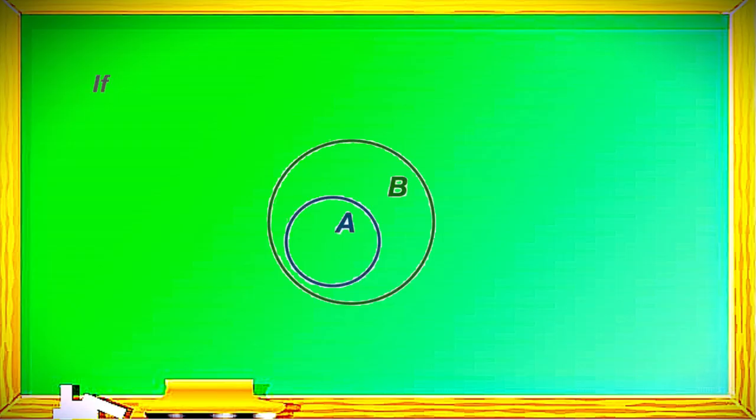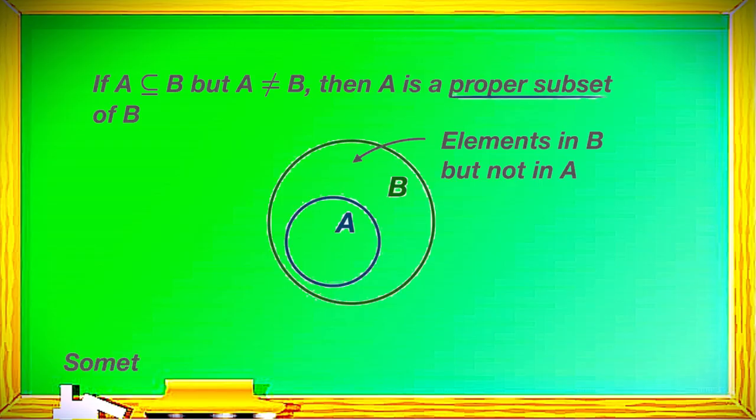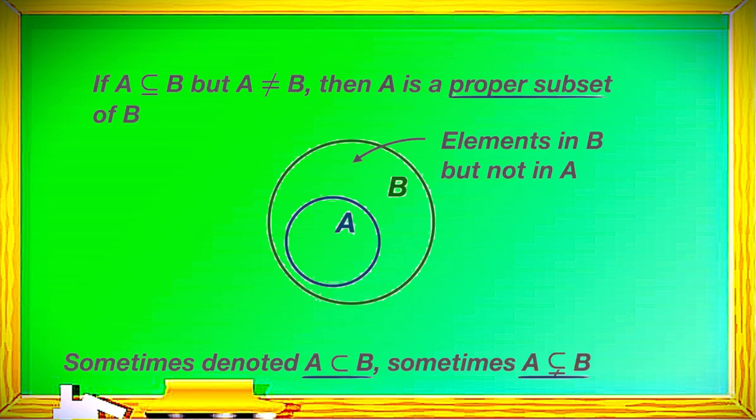If A is a subset of B, but A is not equal to B, then we call A a proper subset of B. This, of course, implies there are elements in B that are not in A, otherwise they'd be equal. In some textbooks, a proper subset is denoted like this, but sometimes the same symbol is used for subsets that might be equal, so you need to infer from context which they mean. Some textbooks use this symbol for proper subsets, which is more explicit about them not being equal.